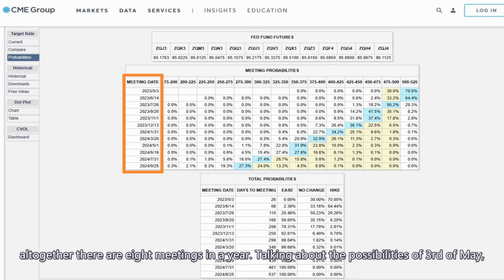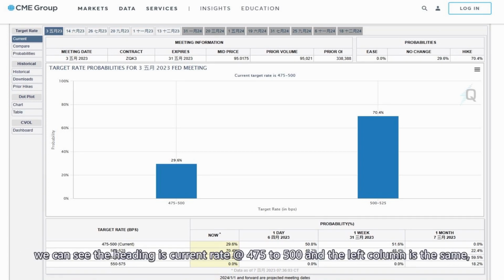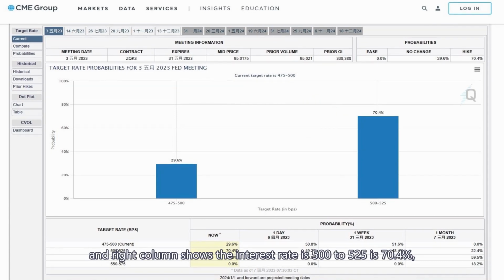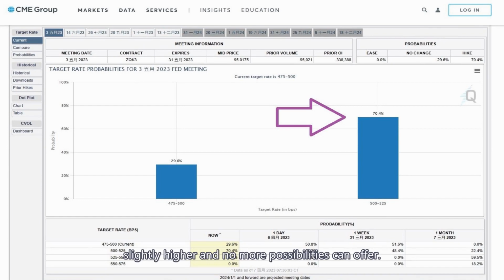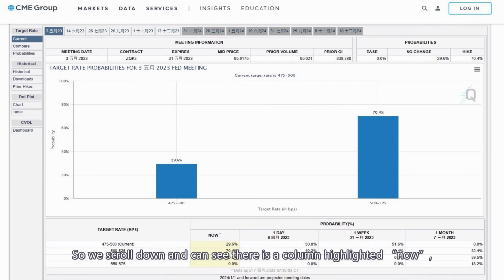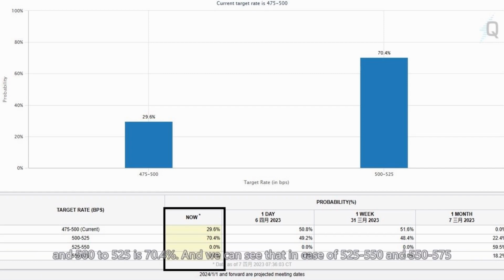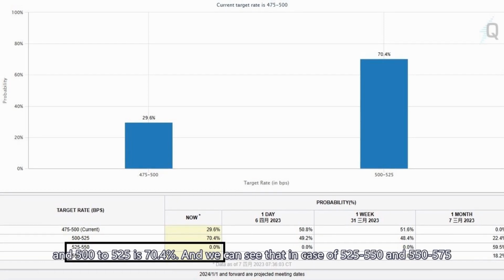Altogether, there are 8 meetings in a year. Talking about the possibilities of 3rd of May, we can see the heading is current rate at 475 to 500, and the left column is the same, and this is the possibility of keeping the interest rate at 475 to 500 unchanged, which is 29.6%, and the right column shows the interest rate of 500 to 525 is 70.4%, slightly higher, and no more possibilities can offer. So we scroll down and can see there is a column highlighted now, and there are only 2 possibilities for trading, which is 475 to 500 at 29.6%, and 500 to 525 at 70.4%, and we can see that 525 to 550 and 550 to 575 are 0%.